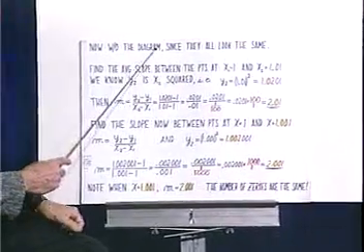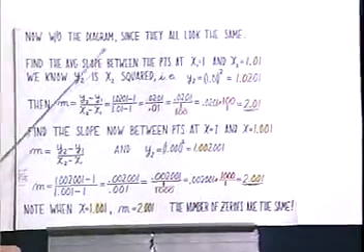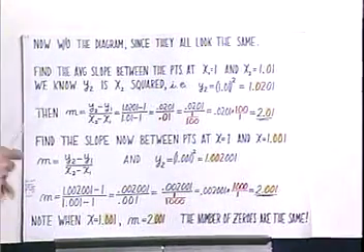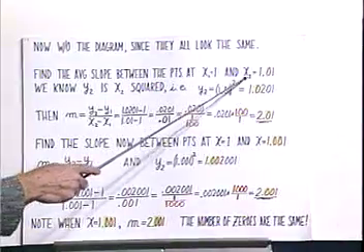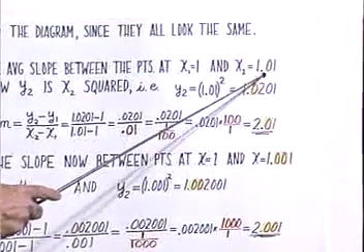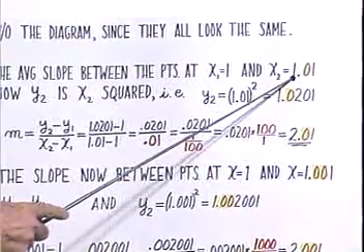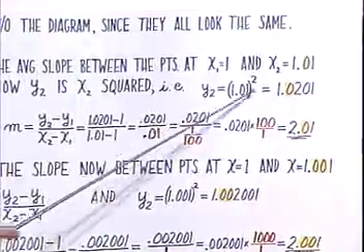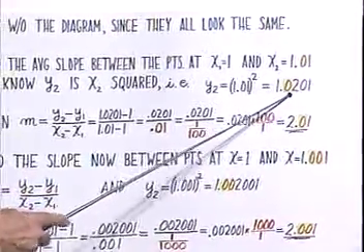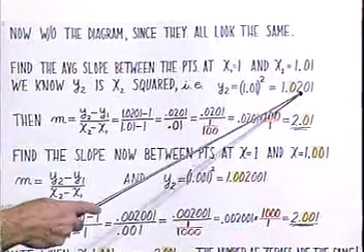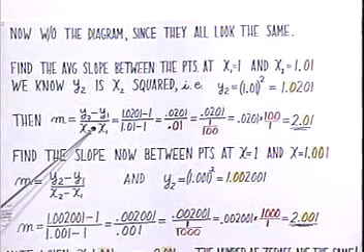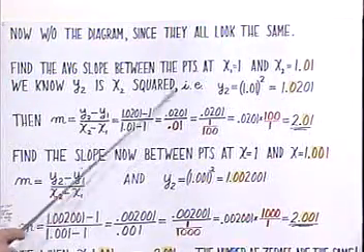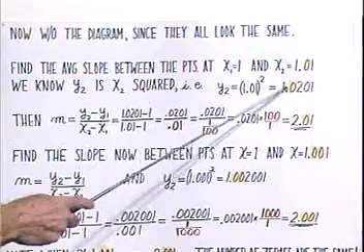Now, without the diagram, since they all look the same, we're going to bring point 2 much closer yet. Here, it's going to be at 1 plus 1/100th. x2 is going to be 1 plus 1/100th. Now, we know y2 is going to be this squared, and this is what it turns out to be. We put it into the formula again, and the slope is equal to the same thing here.